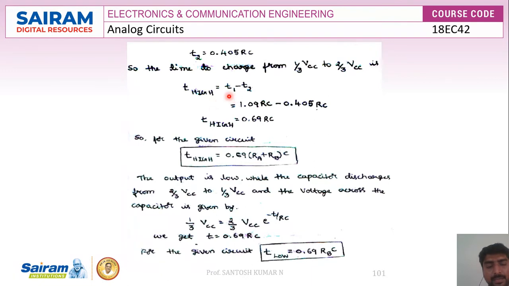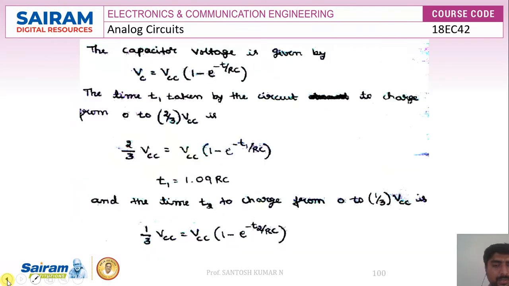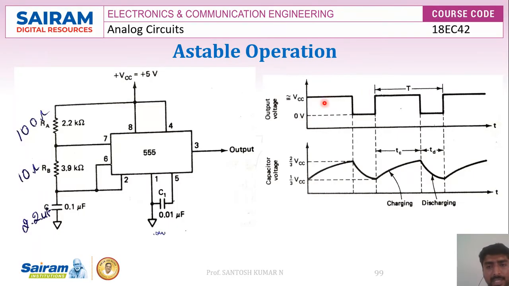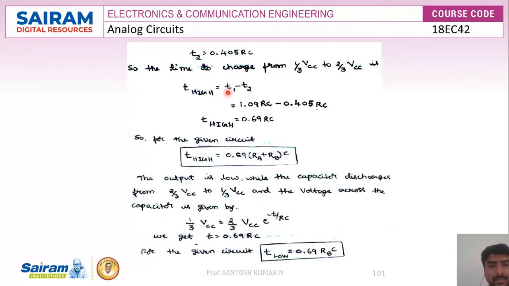So we know T high is from T2 to T1. If we subtract T1 minus T2, we get the high time. From the waveform, you can see that T1 minus T2 gives the high time. We get T high equal to 0.69 times RC. Since during high the capacitor charges through resistances RA and RB, R is replaced with RA plus RB.